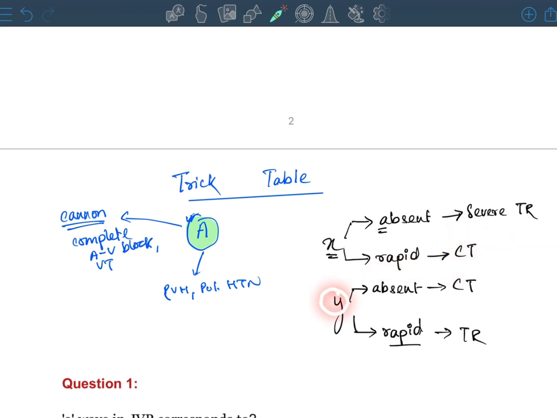And in case of Y, it is completely the opposite. Write A on top, absent. If it is absent, it will produce CT. And if it is rapid, it will produce TR. Completely opposite of X.